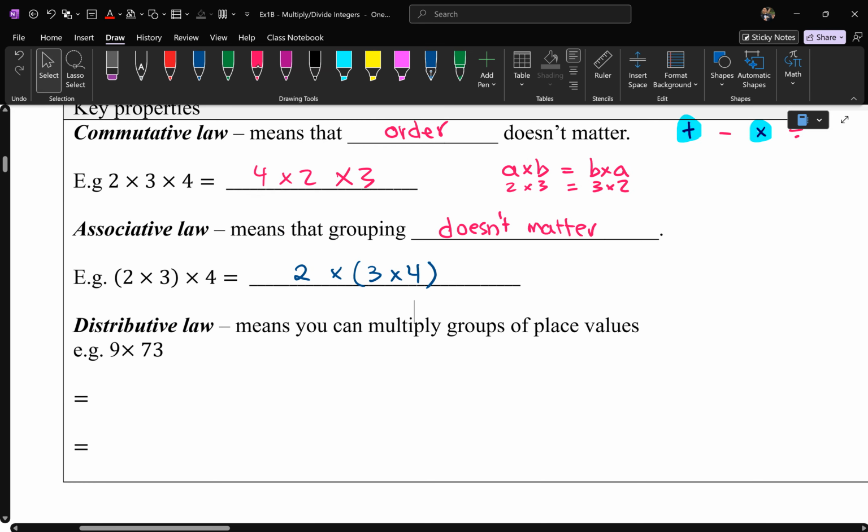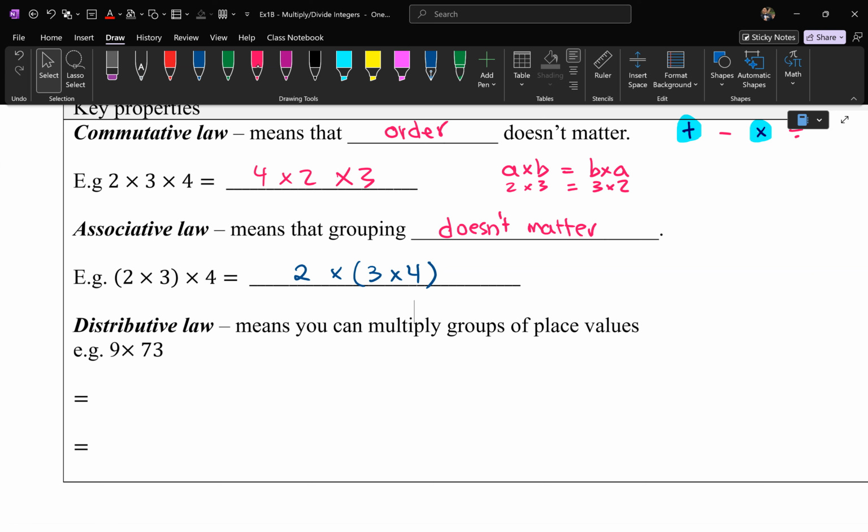It means that you can multiply groups of place values. So what do I mean by that? Notice this is a 9. That's units. 73 is made up of 2 different place values. 73 can be written as 70 plus 3. Correct? So you got 7 tens and 3 units. So 73, I've just written it differently.